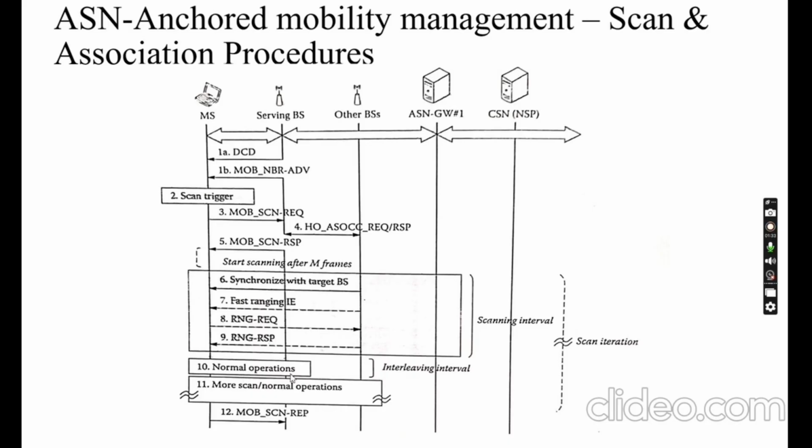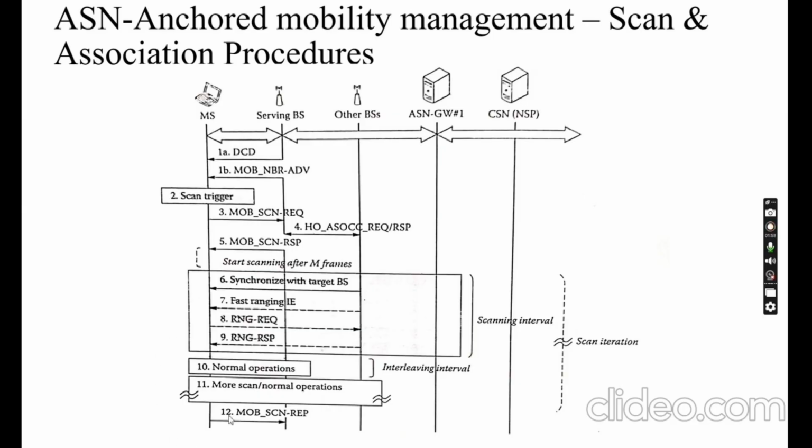Interleaving is meant for normal operations. And if scanning is needed again, the scanning interval is repeated, and again interleaving will be repeated. This is completely a scan iteration. Both the scanning interval and the interleaving interval together are called a scan iteration. And most scan and normal operations will be repeated based upon the current condition of the connection between the mobile station and the new base station.